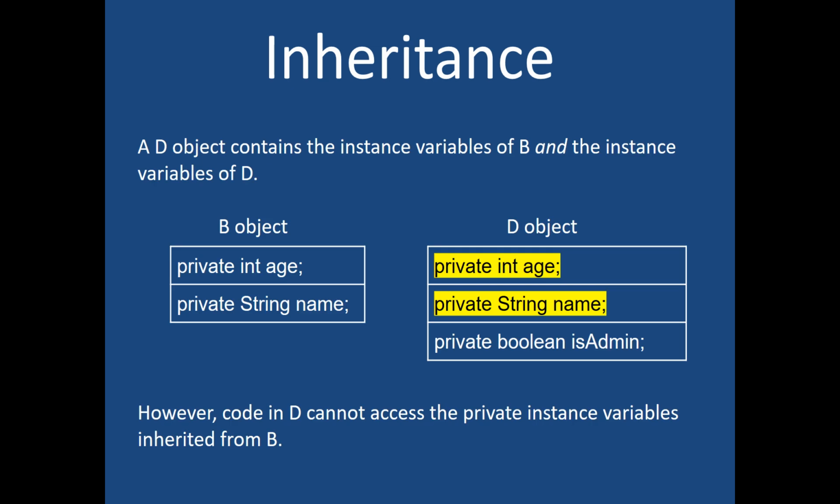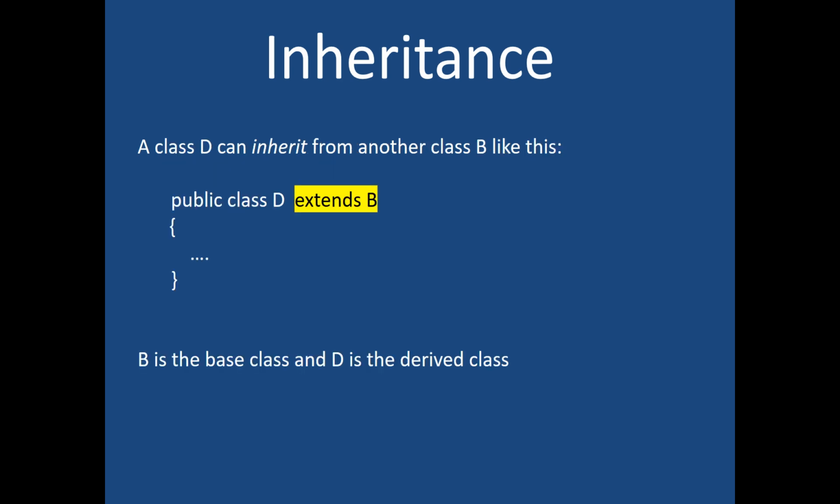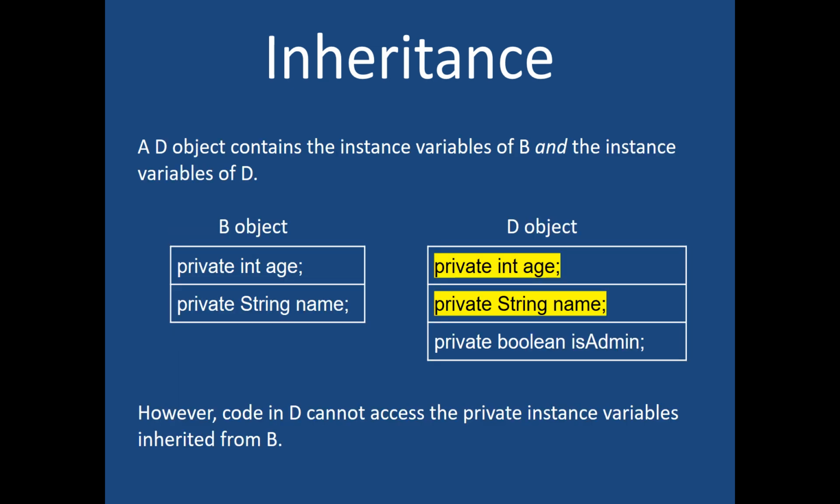So let's think about what inheritance means. Remember, let me go back here. D is a derived class. It's the new class you're creating. B is the base class, the existing class that you're extending. Let's suppose that B has instance variables age and name. D will now have three instance variables: age and name, which it inherits from the base class, plus the new one that we decide to add, is admin.